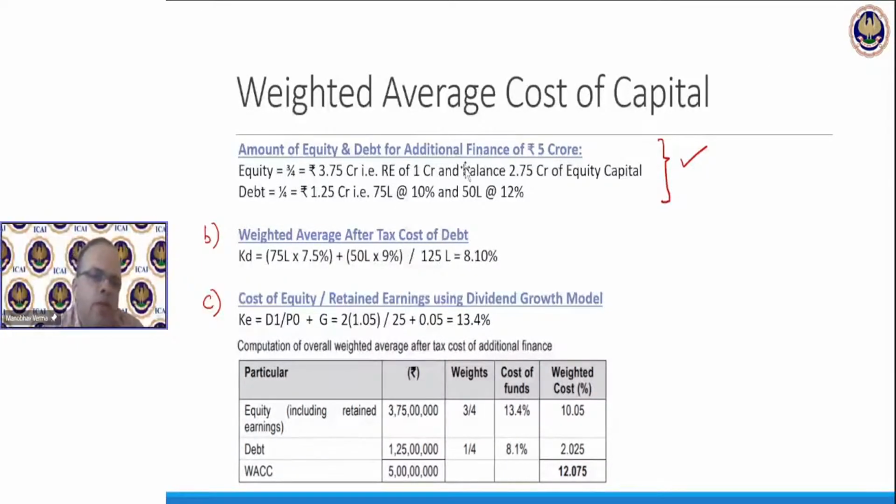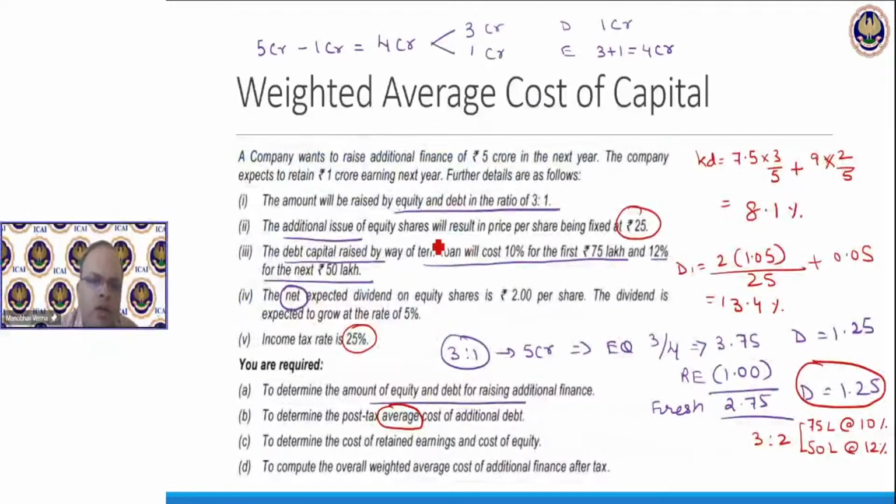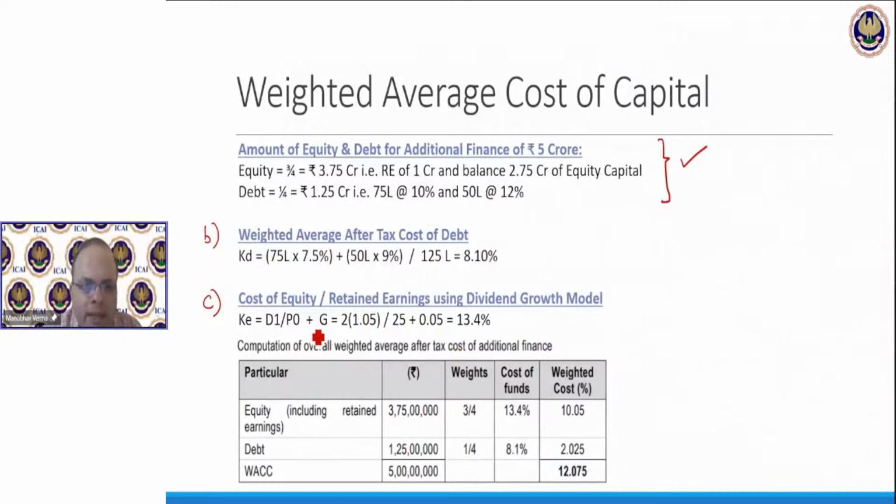Now for the next portion, someone asked how did you get the 0.05? They have given us a growth rate of 5% in point number 4, Varsha, in the question itself. So you have to know the formula, right? The formula is D1 upon P0 plus G, where G is the growth rate.